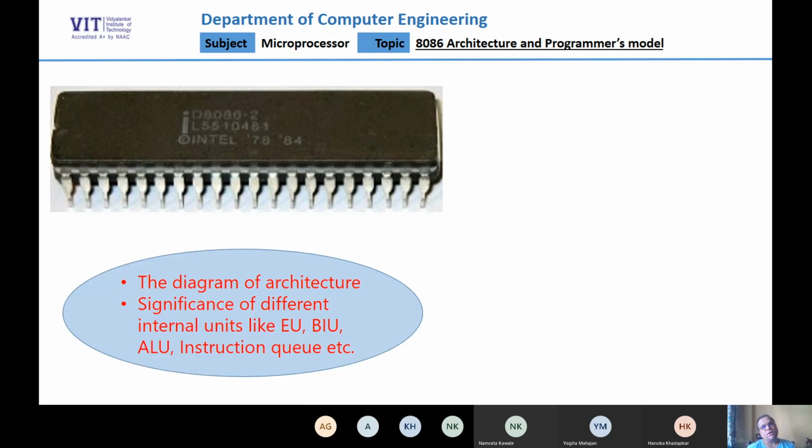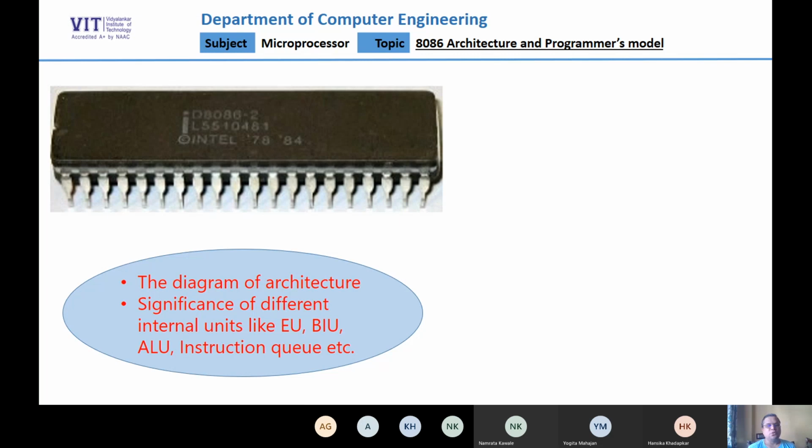The topics we are going to cover today are the architecture diagram of 8086 and the significance of the different internal units. The execution unit, EU in short, is one part of the 8086 processor. Then the BIU, the bus interface unit, is the second part present inside the 8086 processor. So EU and BIU are the two important parts. Then the arithmetic and logic unit is part of the EU, and the instruction queue is part of the BIU.